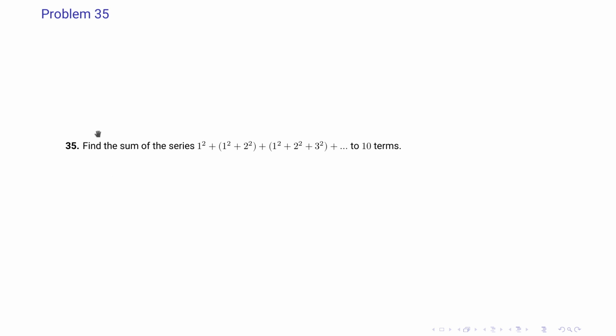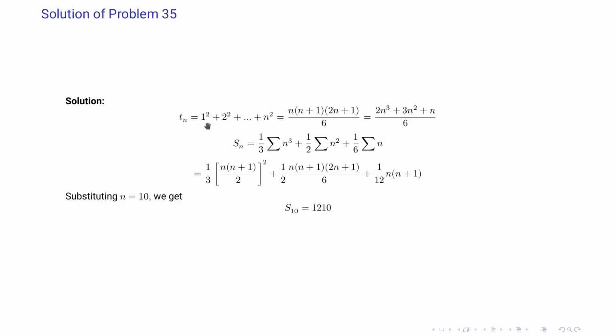Problem number 35 says: find the sum of the series 1 square plus 1 square plus 2 square plus 1 square plus 2 square plus 3 square up to n terms. In this case, the nth term would be 1 square plus 2 square plus up to n square. The value of this is n into n plus 1 into 2n plus 1 by 6, the sum of squares of the first n natural numbers, which is equal to 2n cube plus 3n square plus n by 6. Now for the sum, we apply the sigma operator over n cube, n square and n, substitute the formulas, and find the final value by putting n equal to 10, which is 1210.